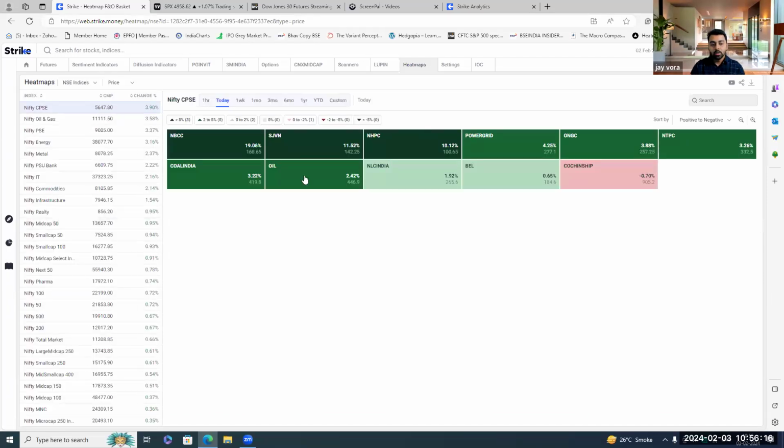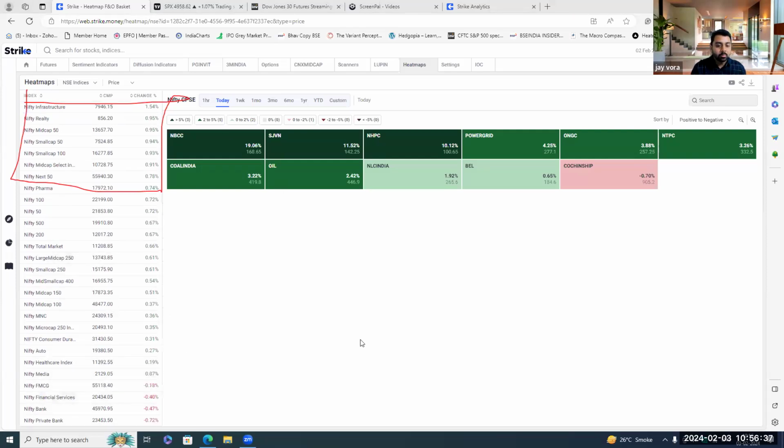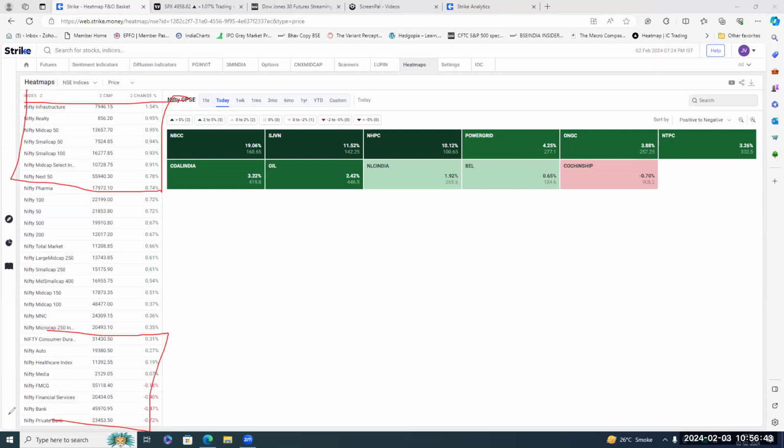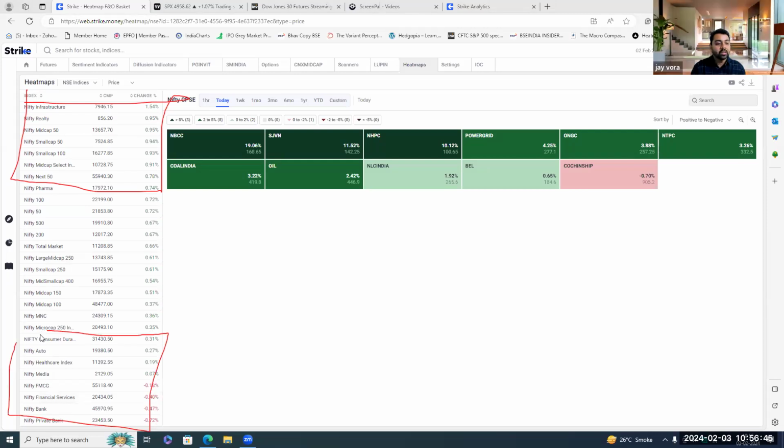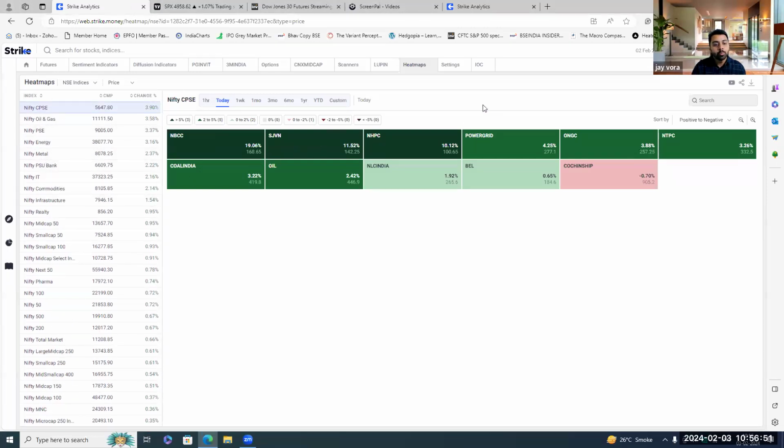Say this was basically yesterday. What happened yesterday was that CPSC was the top performer. Oil and gas, all these were the top performers. So basically in the top 4-5, whatever you see, these are all top performers. At the bottom, what you see are the laggards. So now what you want to see is, if the market is in an uptrend, which are the stocks which are outperforming within their basket? That is how you can see.